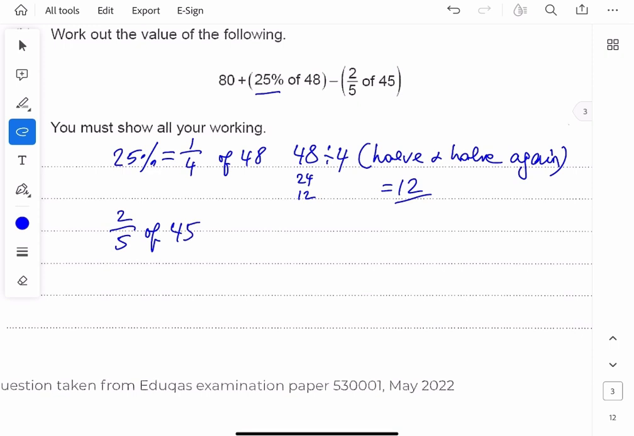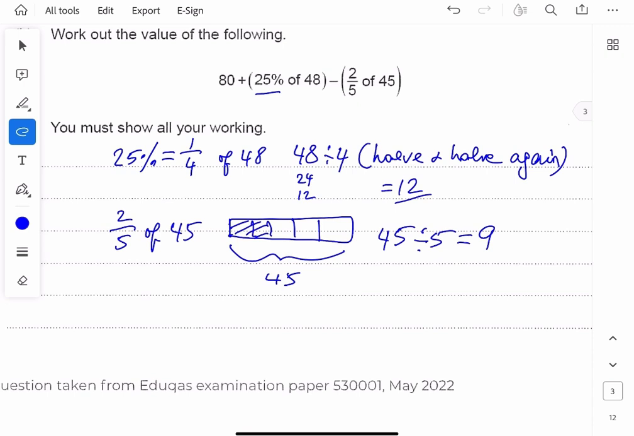Let's find 2/5 of 45, a fraction of 45. So imagine 5 parts, so you need to get 2 of them. That's what 2/5 means. So first we're going to divide 45 by 5. And that will be 1 part. And for 2 parts, times by 2. That will give you 18.